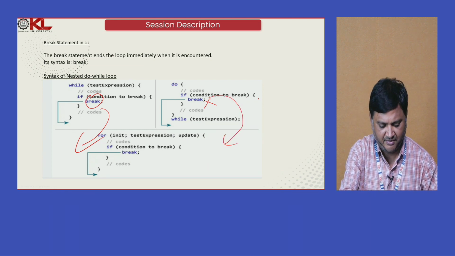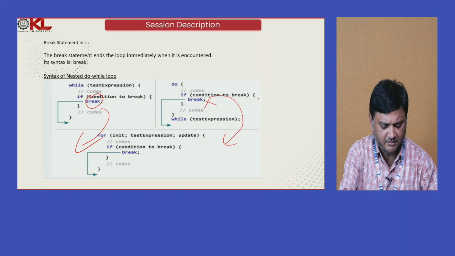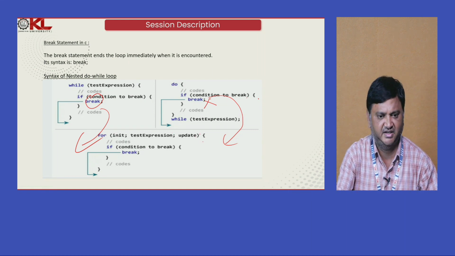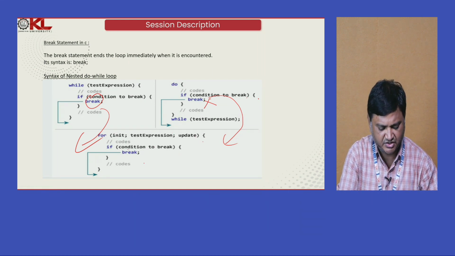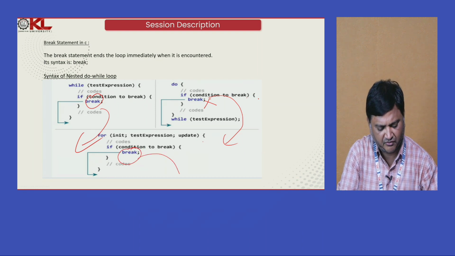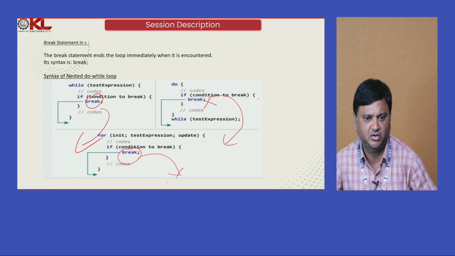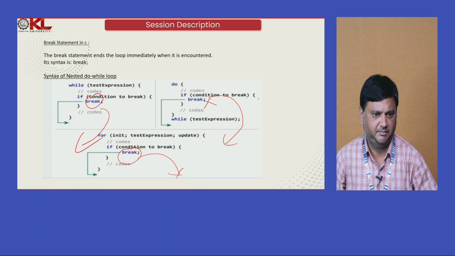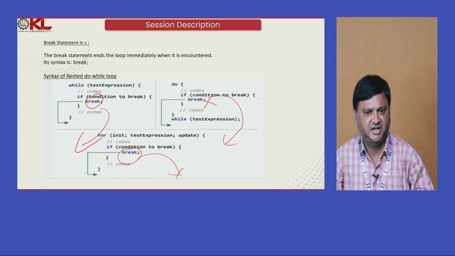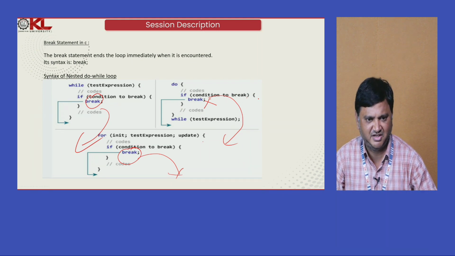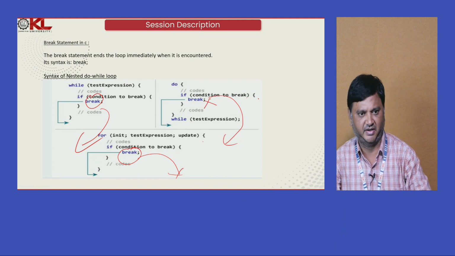In a for loop, same, for all the statements, initialization, condition, updation, if the condition is true, I want to break, I want to come out of the for loop, then I use break. This is the syntax of using a break statement. Remember, a break statement is called a jump statement. You know what I mean by jump? Jumping is coming out of the program.